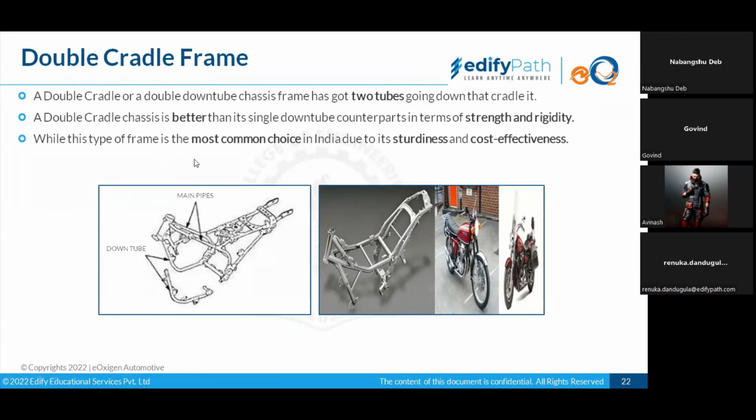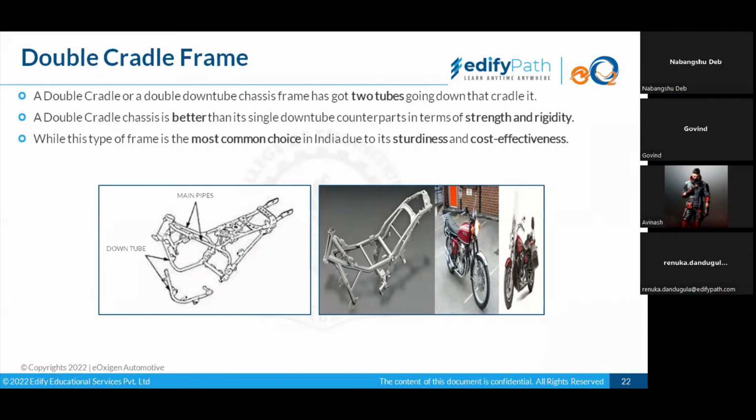A double cradle chassis is better than its single down tube counterparts in terms of strength and rigidity. As we have discussed, the single cradle chassis is normally meant for lighter bikes, and most of the bikes we see today have double cradle chassis. That makes the chassis more rigid and gives it strength. This type of frame is the most common choice in India due to its sturdiness and cost effectiveness.